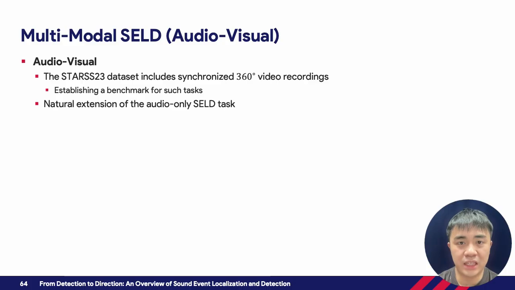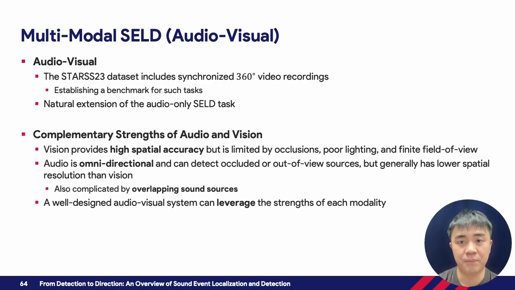But perhaps the most active area of multimodal research is the natural combination of audio and vision. This is driven by the fact that the two modalities have perfectly complementary strengths. Now, vision, on one hand, provides incredibly high spatial accuracy, but is limited by occlusions, poor lighting, and a finite field of view. Audio, on the other hand, is omnidirectional.